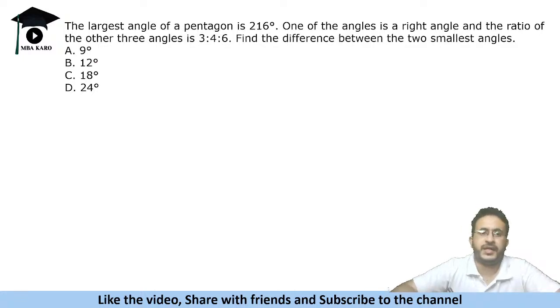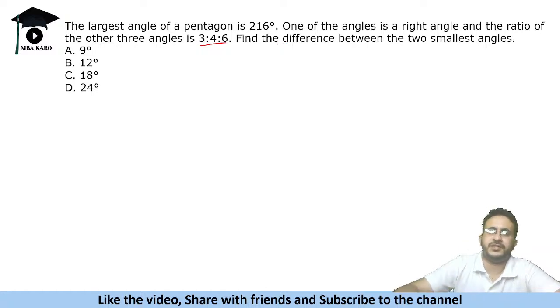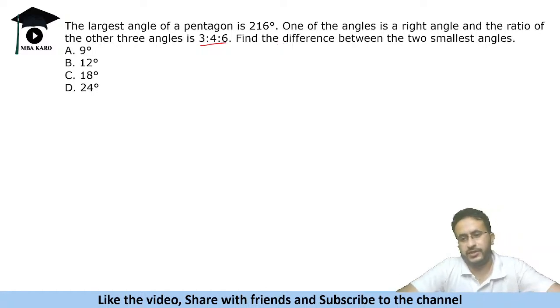The largest angle of a pentagon is 216 degrees. One of the angles is a right angle and the ratio of the other three angles is 3:4:6. Find the difference between the two smallest angles. So the largest angle is given and one of the angles is a right angle. Ratio of the other three angles is given. We need to find the difference between the two smallest angles. So the largest angle is already given. You need to find the smallest angle based on this information.